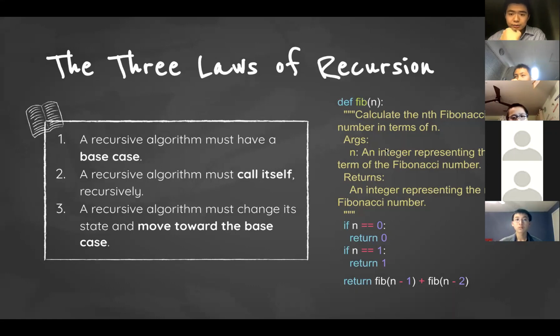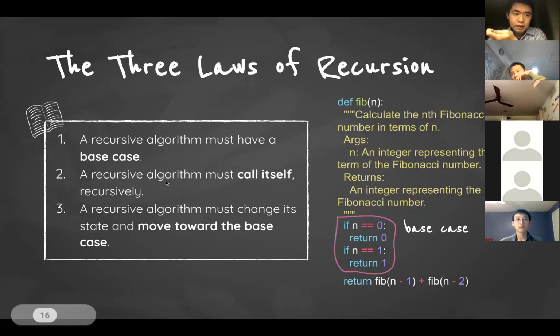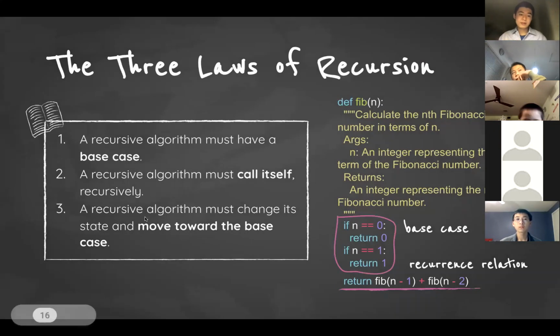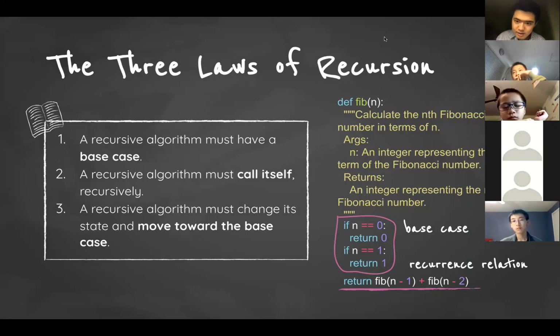Now, three laws of recursion. You first must have a base case. So in this case, the base case is going to be n equals 0, n equals 1. Second, the algorithm must call itself recursively. So that's going to be this part. And then finally, a recursive algorithm must change its state and move towards a base case. So as you can see, n will start as a positive number and move towards 0 and 1.